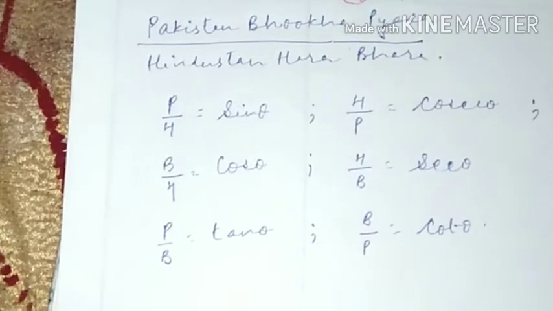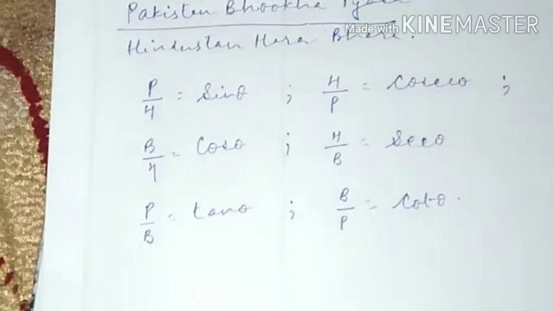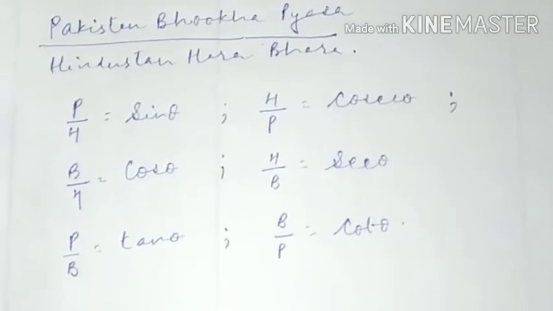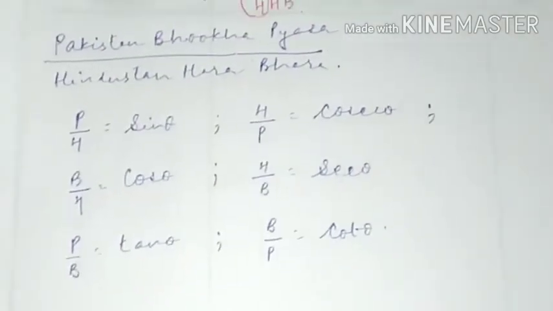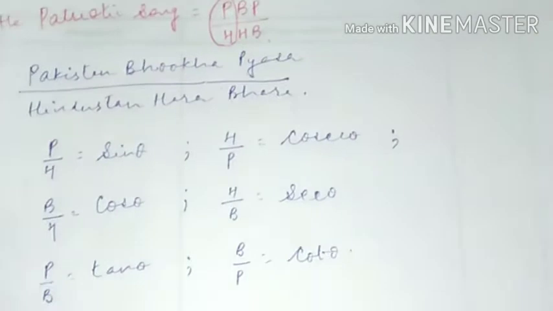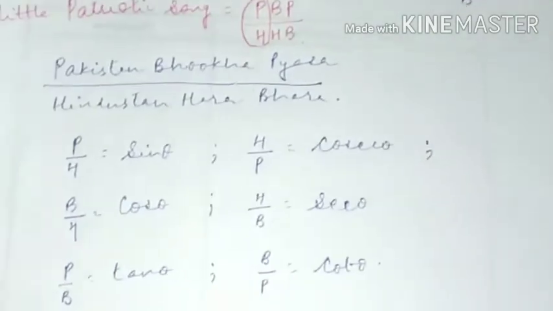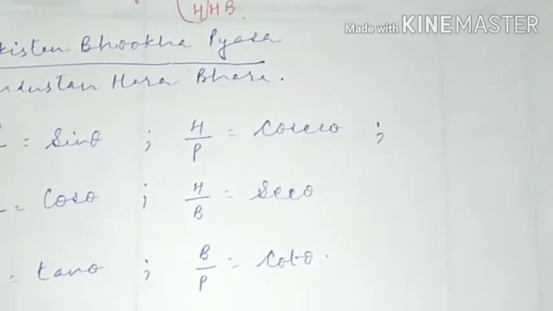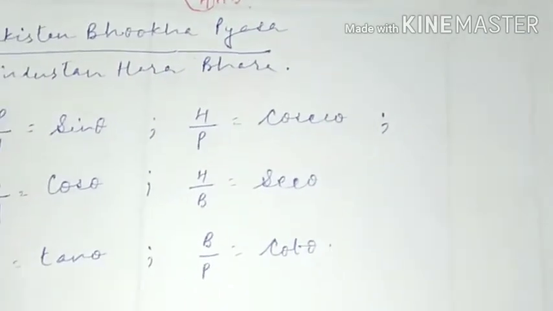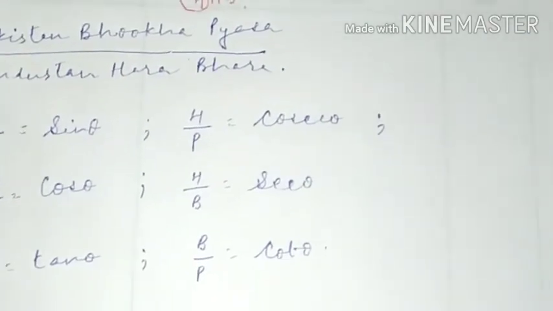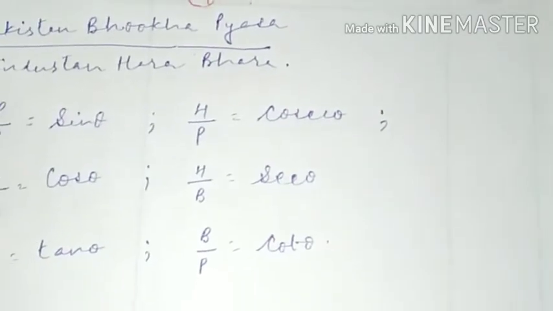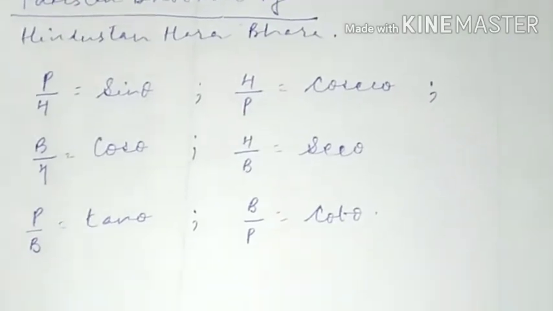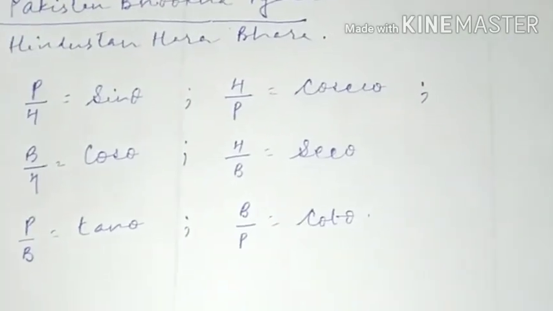So if the formula of sin theta is equal to P upon H, then the formula of cosec theta is equal to H upon P, because we know that sin theta is equal to 1 upon cosec theta, or cosec theta is equal to 1 upon sin theta, which we have discussed in the first video of the series. If you haven't watched that video, then you should watch that one first, so that you could get this one easily.